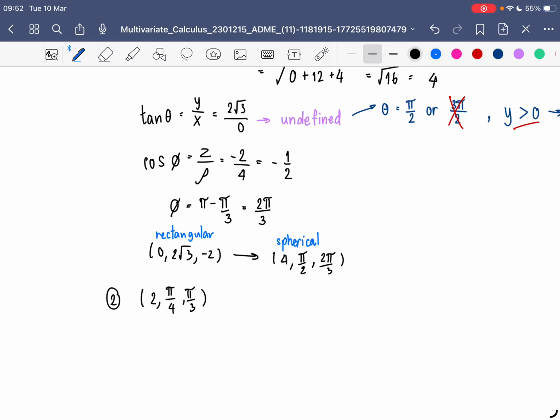So x, the formula is pretty long. Rho cos theta sine phi. Y is rho sine theta sine phi, and z is rho cos phi.